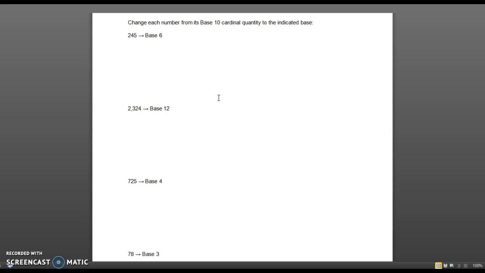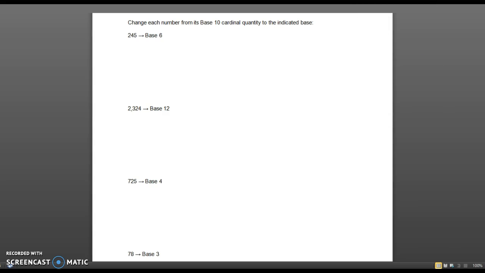So this next page is us writing numbers in different bases, but without actually making a physical representation of the base. So we are going to work with base 6. We are going to have 245 objects.